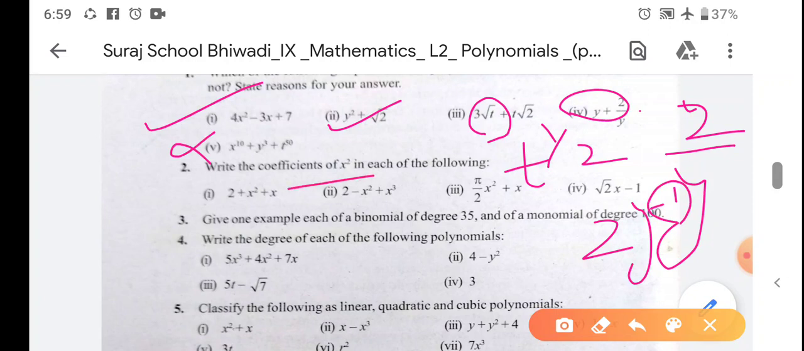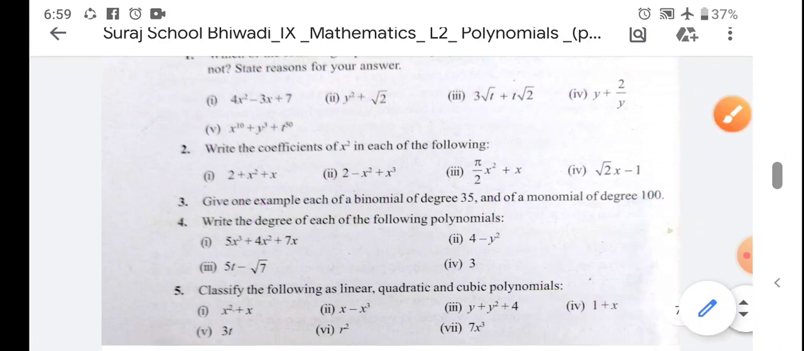Write the coefficient of x square. So here you can see that the coefficient of x square is 1. Here it is minus 1. Here it is pi by 2. And here 0.